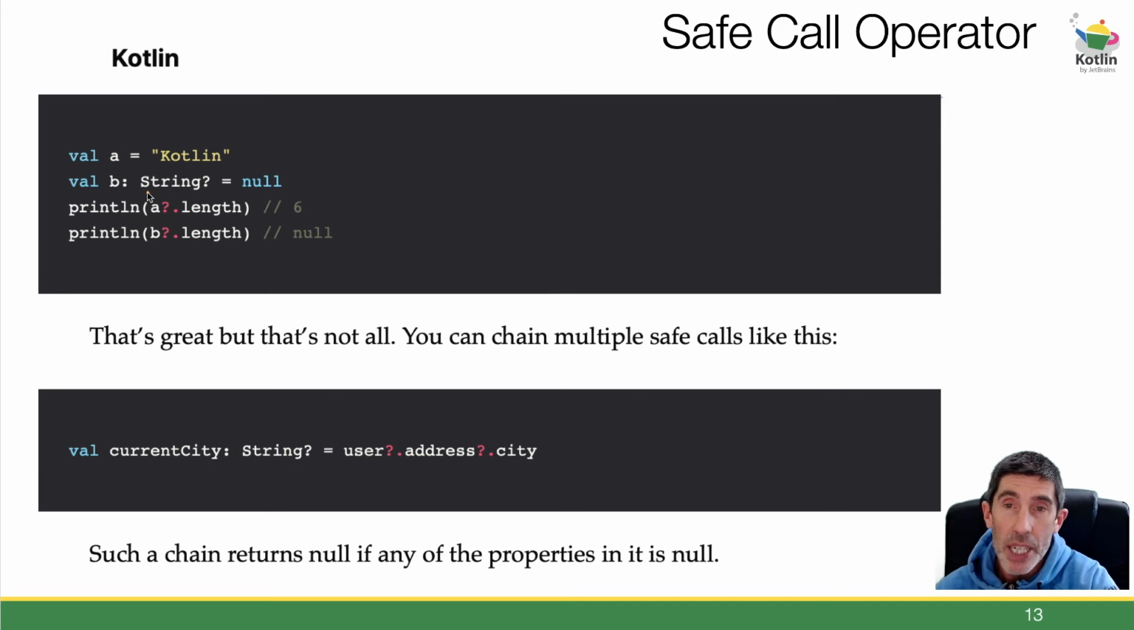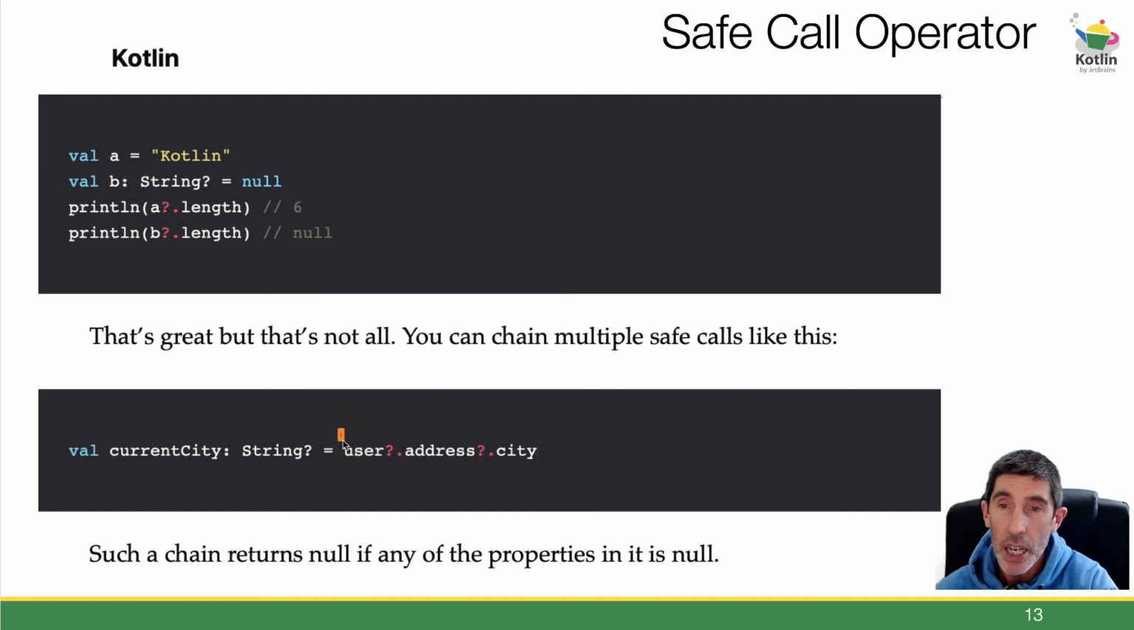That's saying potentially this A value might be null, this B value might be null, and it will still allow it to print that out. If you want, you can actually chain multiple safe calls like the following. Here we are saying our val currentCity potentially can hold a null, so there's our question mark, and then we can get at these individual properties and chain those safe calls.